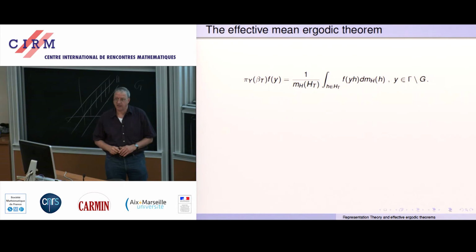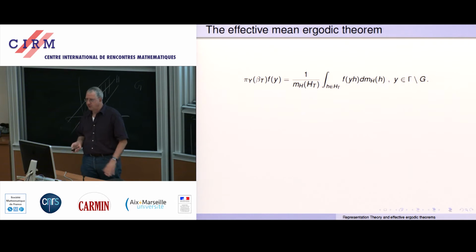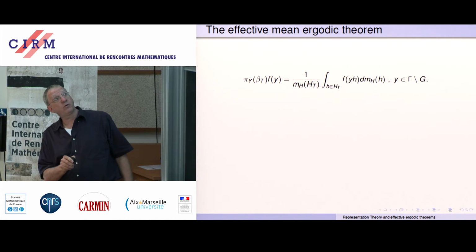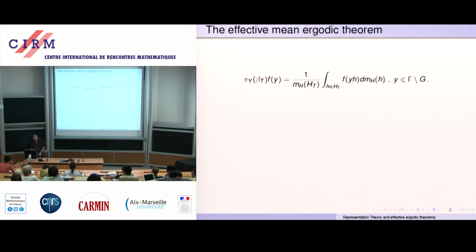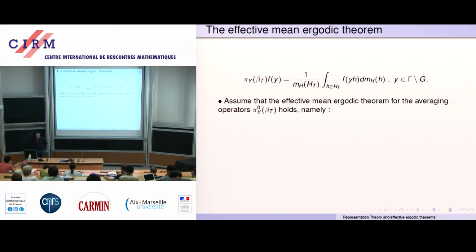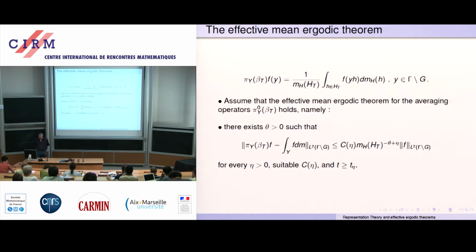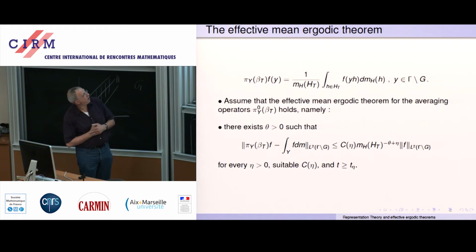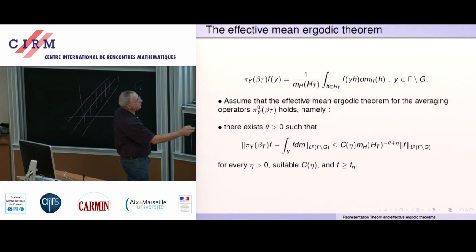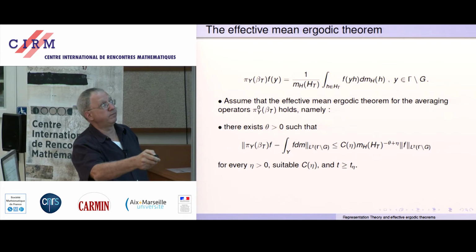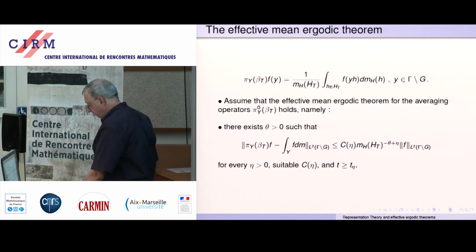This is unavoidable. Here we genuinely work on the one side with gamma and on the other side with H, and you really cannot switch. So if I want to write G mod H as I did, I have to look at G mod gamma on the left. But these are the same old averaging operators that we had before. Okay. And assume that the effective mean ergodic theorem for the averaging operators pi y naught beta t holds, namely that there exists theta positive such that, as usual, pi y beta t acting on f minus the integral of f on y decays like a certain power minus theta of the volume. Okay, in the usual way that we've been discussing all week.